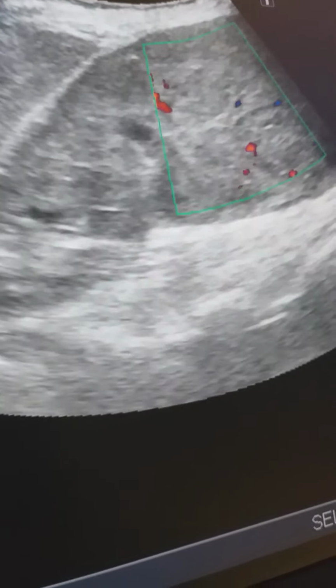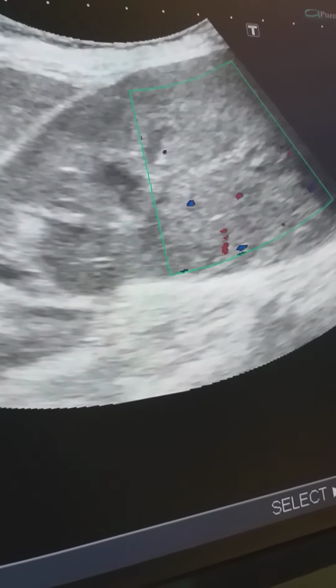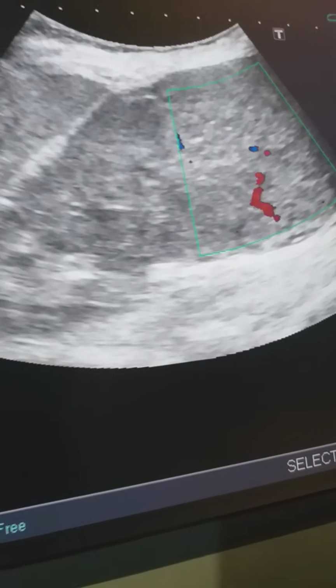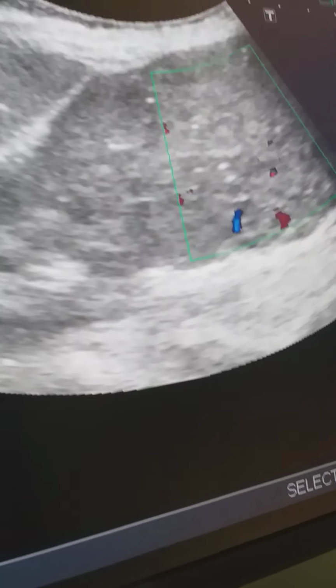You can appreciate that vessels are present, feeding vessels are present in the renal tumor.